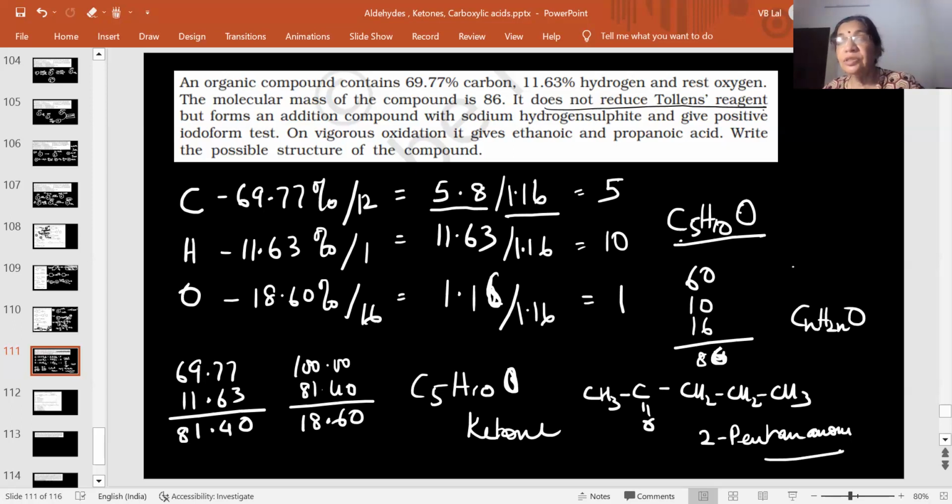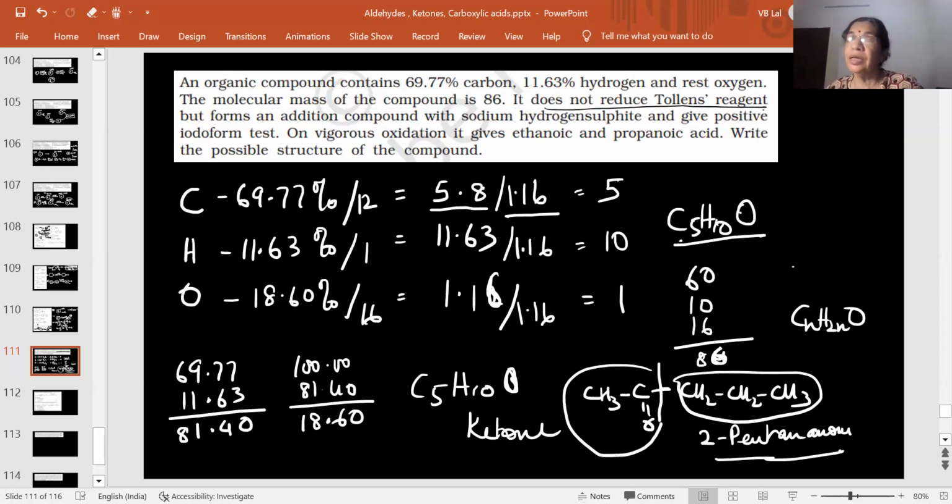Right? On vigorous oxidation, what will it give? Ethanoic acid and propanoic acid. Why? Because it will break here. And one component will form ethanoic acid. The other 3 carbon atoms, it will form the propanoic acid. So it is 2-pentanone. Okay, so the answer is 2-pentanone.